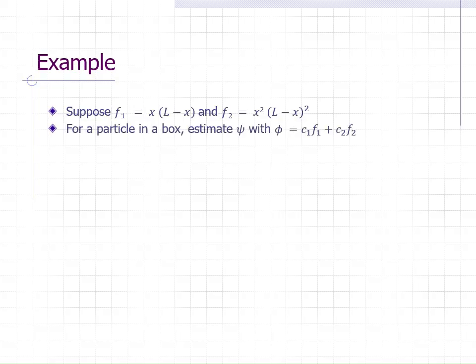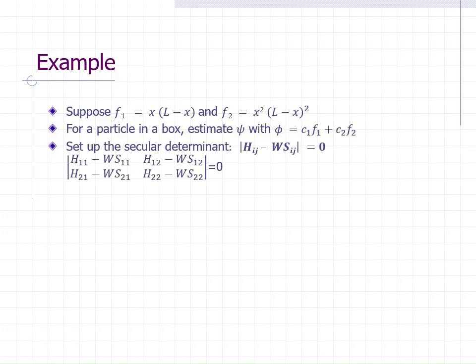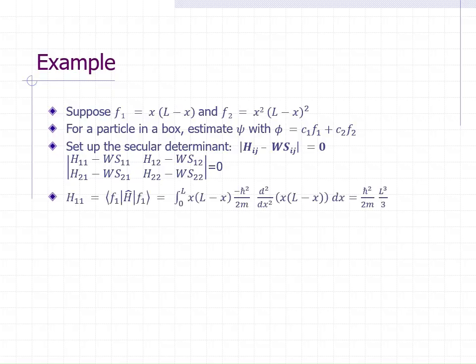We set up the trial wave function as phi equals c sub 1 f sub 1 plus c sub 2 f sub 2. To determine the coefficients and the variational energy, we set up the secular determinant with elements h sub ij minus w s sub ij and set it equal to 0. Let's evaluate the integrals that go into our secular determinant.